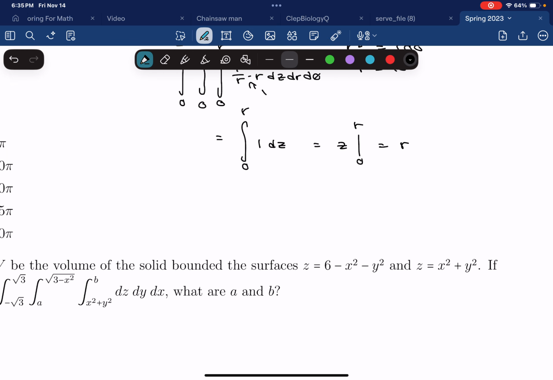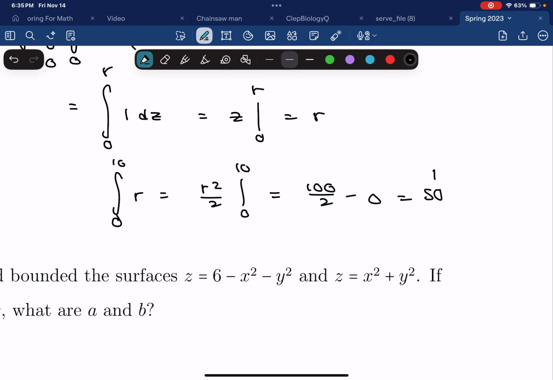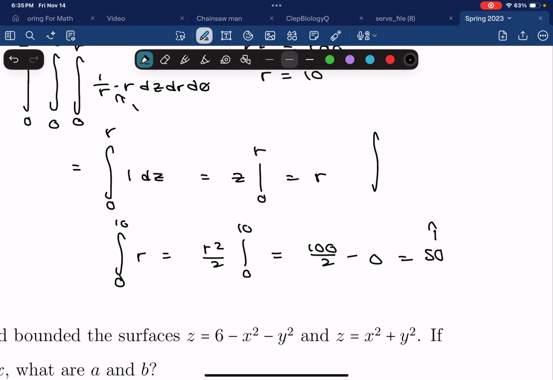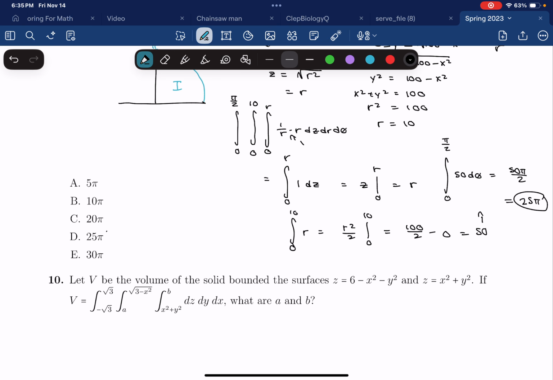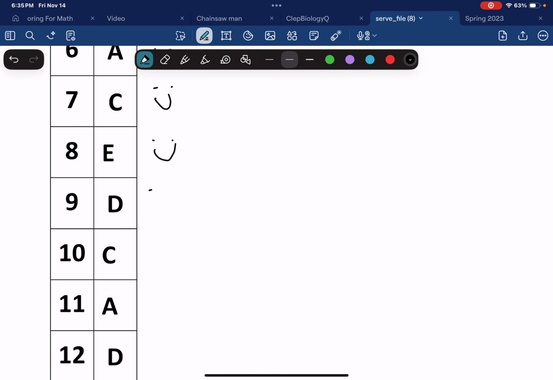If we evaluate from 0 to 10 of r, you get r squared over 2 from 0 to 10, which gets you 100 over 2 minus 0, which is just 50. And then if we evaluate from 0 to pi over 2, 50 d theta, you simply get 50 pi over 2, which in this case is just 25 pi. In this case, 25 pi is our answer D, which is the answer for number 9.